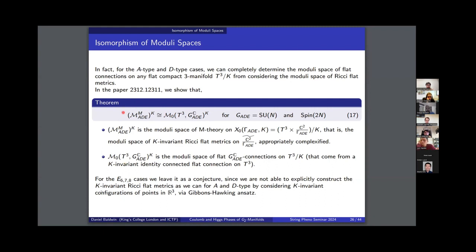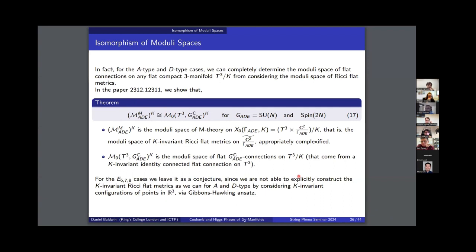And for the E-type cases, we leave it as a conjecture because we're not able to explicitly construct the K-invariant Ricci-flat metrics in the way that we can for the A and D-type cases, because we don't have this Gibbons-Hawking kind of ansatz for the ALE space. Okay, so that's what I wanted to say there.